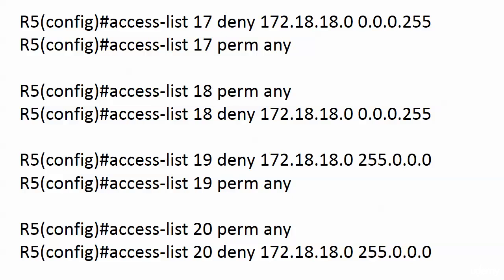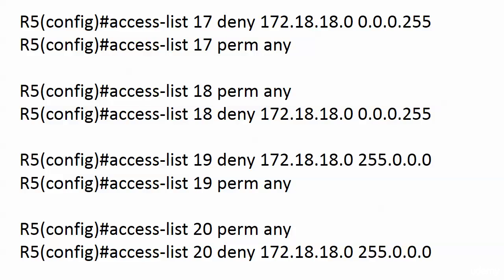Going from top to bottom, I'm kind of spoiling the surprise because the top one is the correct one. We've got access list 17, deny 172.18.18.0, then a wildcard mask, which is saying it must match on the first three octets exactly, 172.18.18, and then the last octet, we don't care because the wildcard mask is set to 0.0.0.255. The entire fourth octet is set to ones.